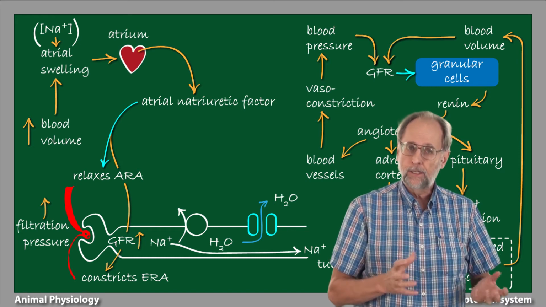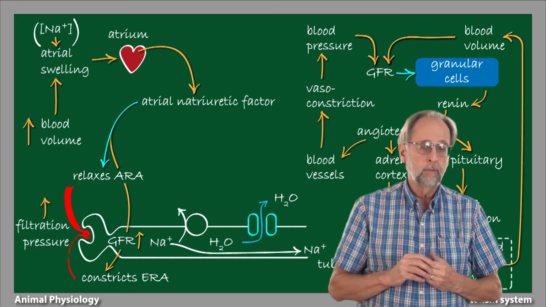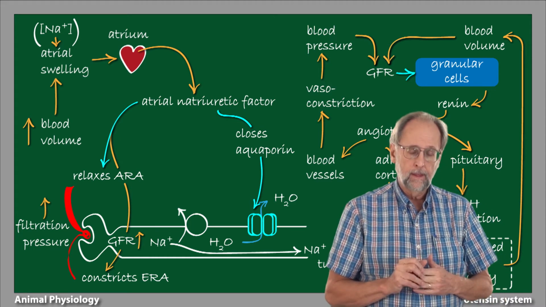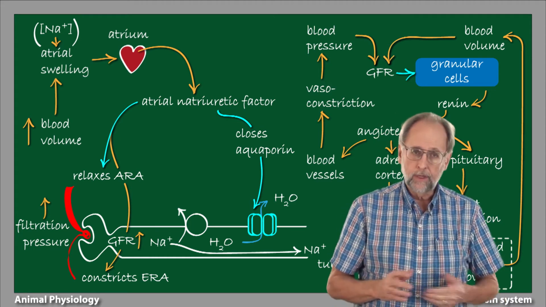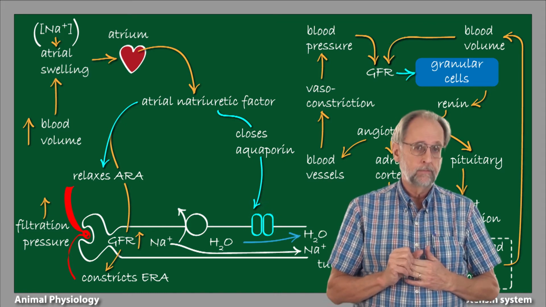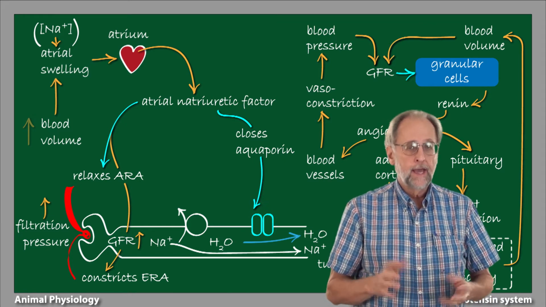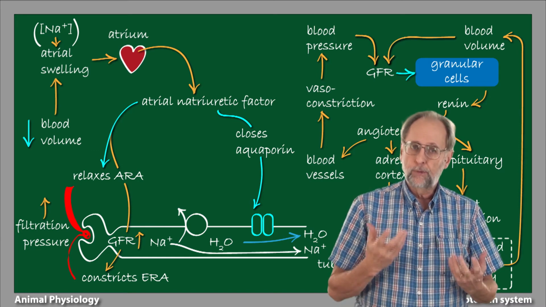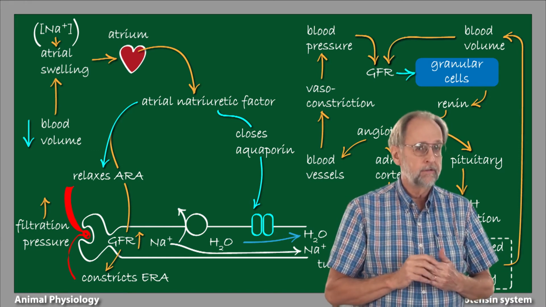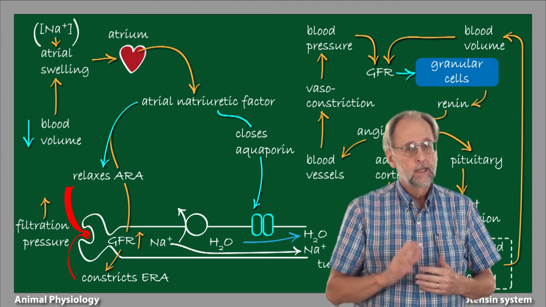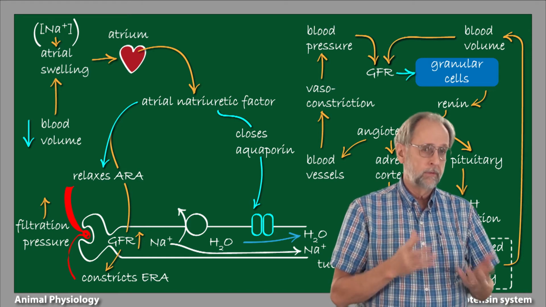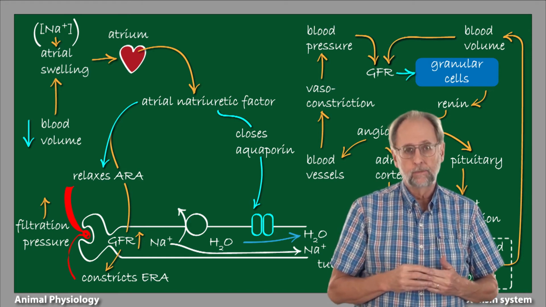Finally, ANF acts on the aquaporins in the tubule membrane to reduce the tubule's water permeability. Thus, water is no longer recovered from the tubule, allowing it to be exported from the body. All of these act to reduce blood volume and hence reduce atrial swelling and reduce ANF secretion, completing the feedback loop. So, the regulatory system around ANF takes care of the opposite problem from the renin-angiotensin system.